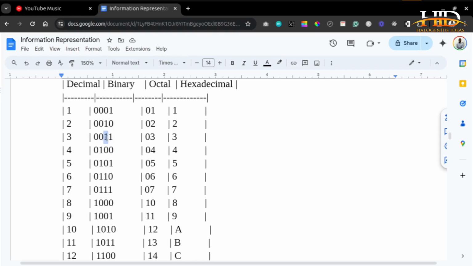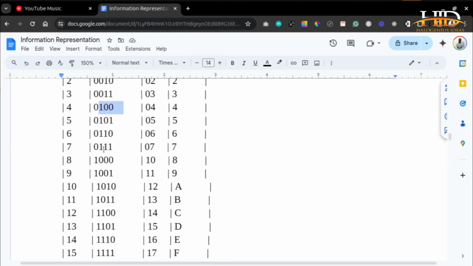So I cannot write the 10. I'll just write zero again. Then I'll carry one. After carrying the one, plus zero is going to give me one. That is why I'm having 100 here. So just keep adding one as needed.